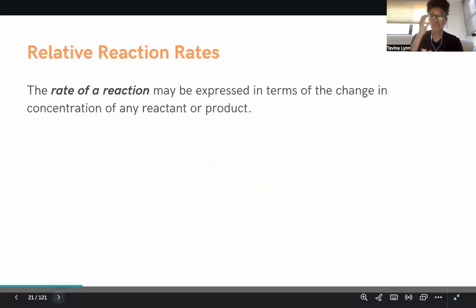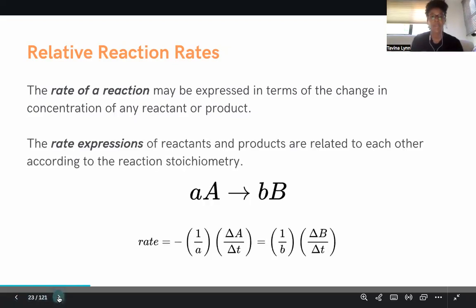Now, relative reaction rates, this is the rate of reaction where we express it in terms of the change in concentration of any reactant or product. And the rate expressions of the reactants and products, they're related to each other based on the reaction stoichiometry. So here is an example.